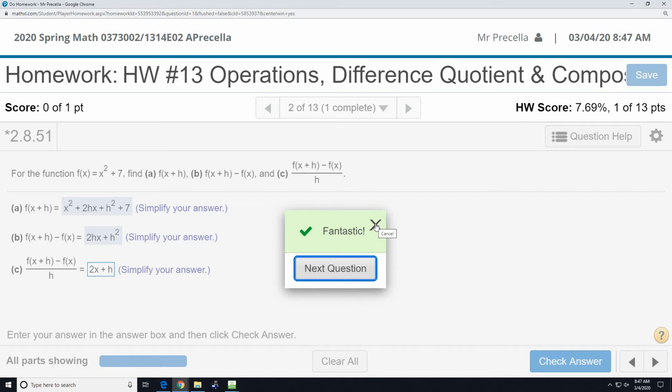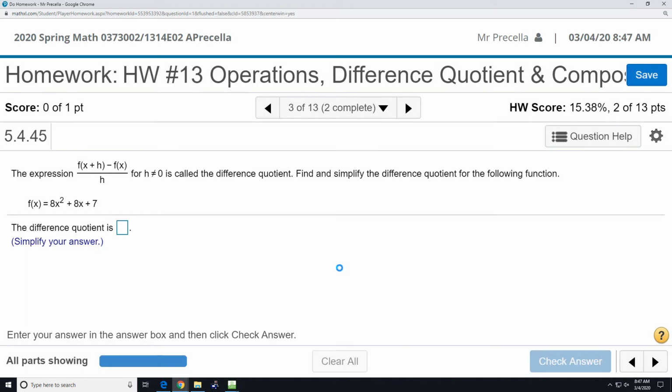Now, suppose they had just told me, find the difference quotient. Suppose they had just given you part C. I still break it into 3 different parts. I still break it into f of x plus h. I do that first. That's always the longest part. Then I take away the original terms. The last thing I do is divide by h.